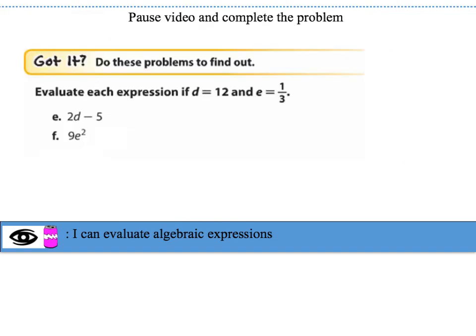So pause the video and complete these got it problems, and we'll discuss the answers in class tomorrow. Notice there are 2 got it problems on this slide, got it problem E and got it problem F.